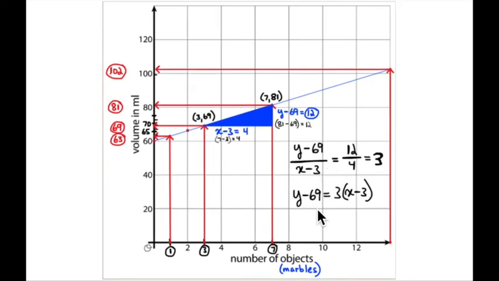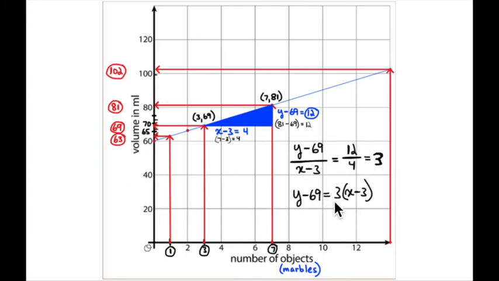Now what that tells you is that this y minus 69, this amount here, is 3 times the number of marbles that are added. So this y minus 69 is 3 times, so you go from 4 marbles to 12 milliliters. That 12 is 3 times that 4. So this y minus 69 is 3 times this x minus 3. So that allows you to write this equation.